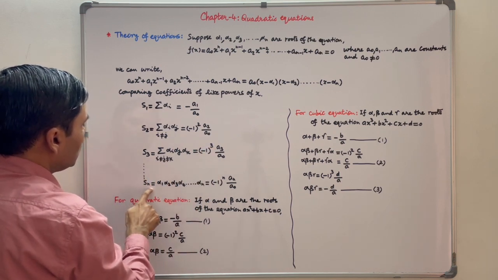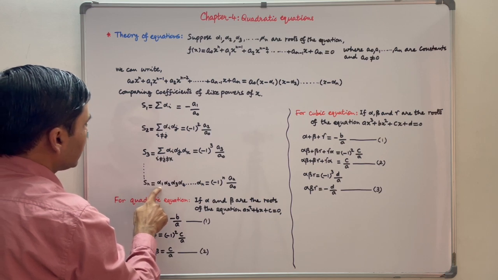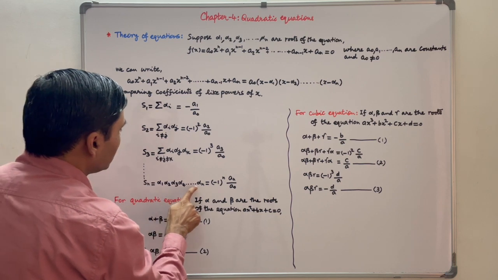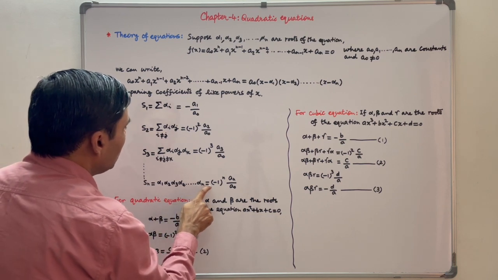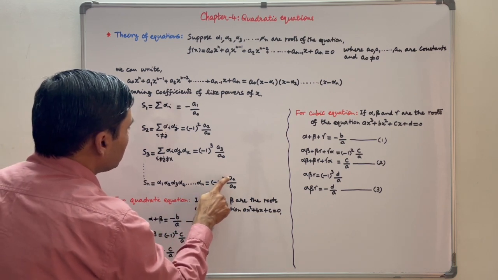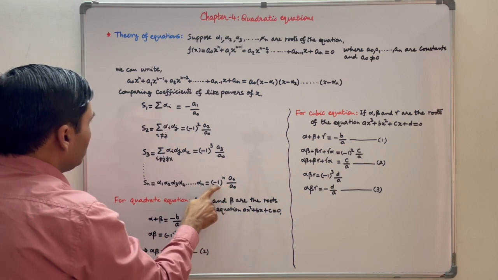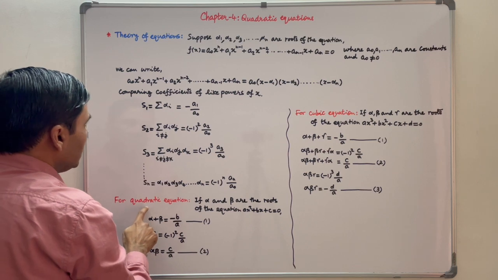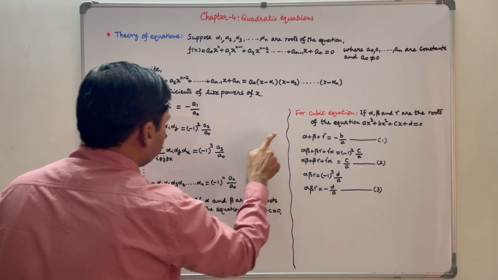Similarly, Sn is equal to sum of the roots taken n at a time, and that is equal to alpha 1, alpha 2, alpha 3 and so on up to alpha n, and that is equal to minus 1 to power n an upon a0. We will apply these rules to find out the roots of a quadratic equation and a cubic equation.